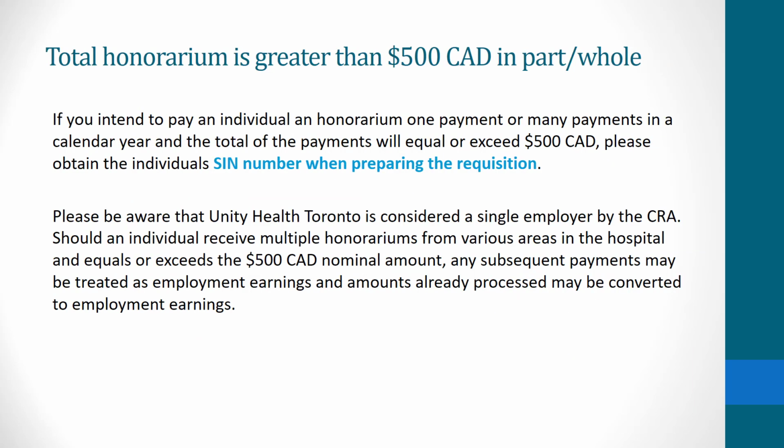If you intend to pay an individual an honorarium, one payment or many payments in a single calendar year, and the total of the payments will equal or exceed 500 Canadian dollars, please obtain the individual's SIN number when preparing the requisition. Please be aware that Unity Health Toronto is considered a single employer by the CRA. Should an individual receive multiple honorariums from various areas in the hospital that equal or exceed the $500 Canadian nominal value, any subsequent payments may be treated as employment earnings, and amounts already processed may be converted to employment earnings.